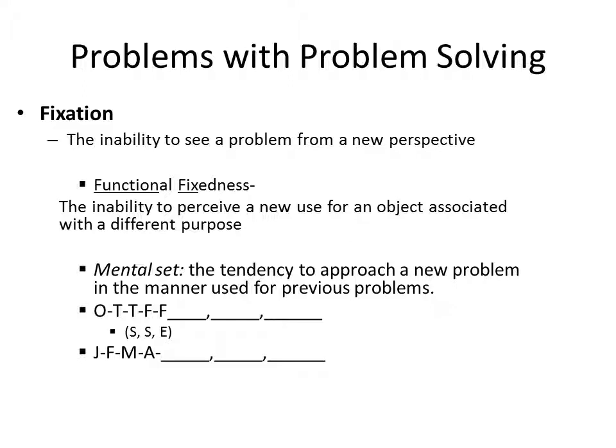So the puzzle was 1, O; 2, T; 3, T; 4, F; 5, F; 6, S; 7, S; 8, E. Okay? Now take a look at the next set of letters: J, F, M, A. Try and see if you can solve that one. Maybe pause it.